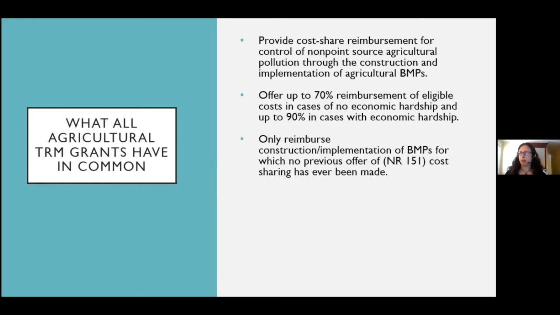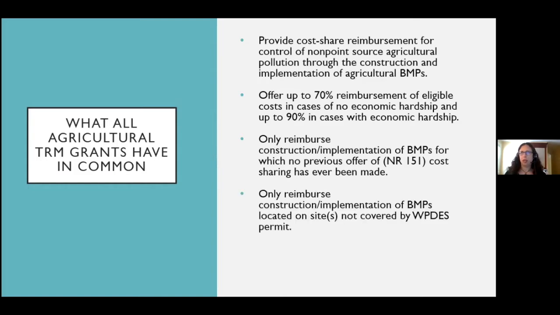They only reimburse construction and implementation of BMPs for which no previous offer of NR 151 cost sharing has ever been made. So an offer of cost sharing means an offer of cost sharing as part of NR 151 notice or a county notice that meets the requirements of NR 151.09 or NR 151.095. And lastly, they only reimburse construction or implementation of BMPs located on sites that are not covered by the WPDES permits.